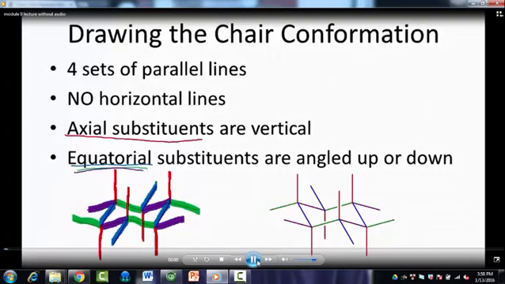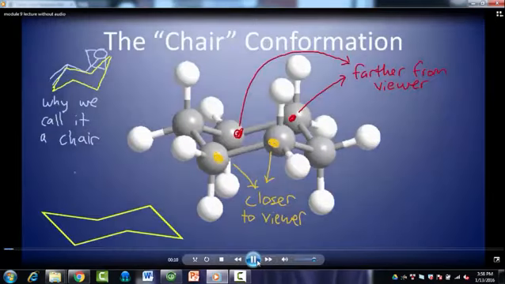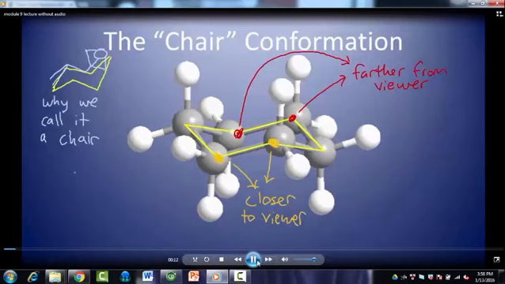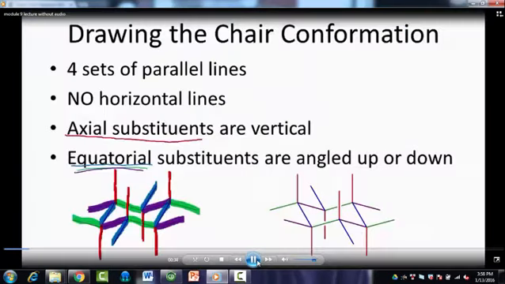So I was discussing chair structures, and I pointed out there should be no horizontal lines in a chair, because if you look at the chair structure itself, when you have that model sitting on the table in front of you, or as in the picture on the screen, there is nothing that's really pointed directly horizontally. Everything is either straight up and down, or angled up or angled down. But there's nothing that goes straight horizontal. So when you draw your chairs, you don't want any horizontal lines in them.